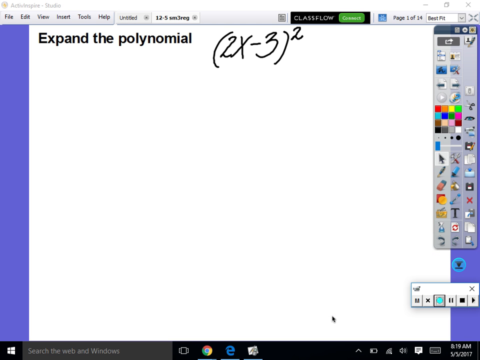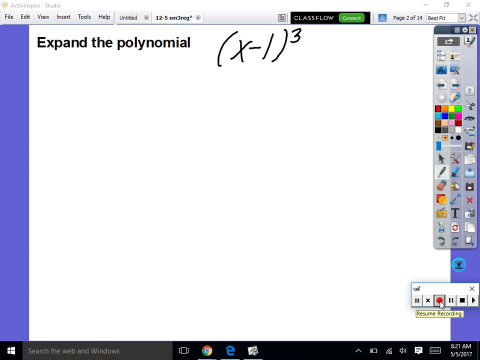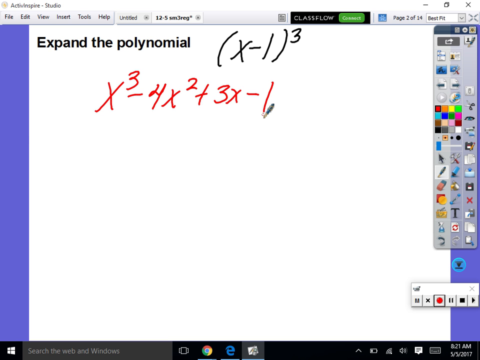Shouldn't be negative. 4x squared. Why did you get a negative? Do you have an answer? I'm going to have you shout it out. What did you get? Anyone else get that? Okay, cool.